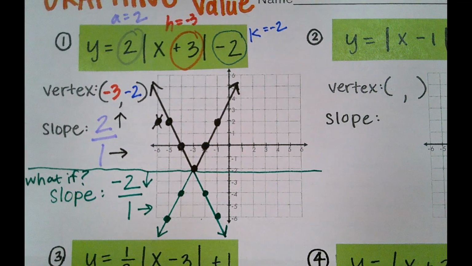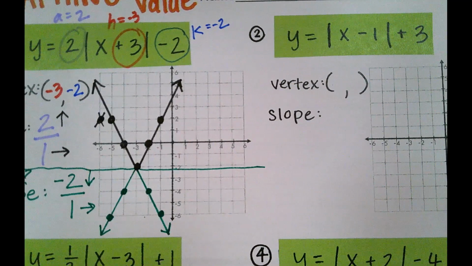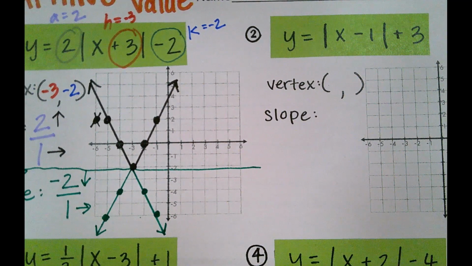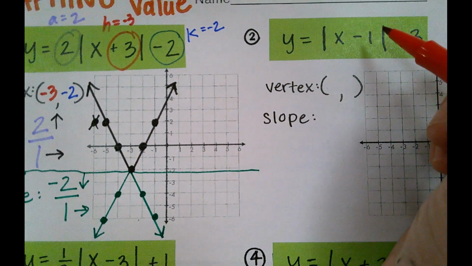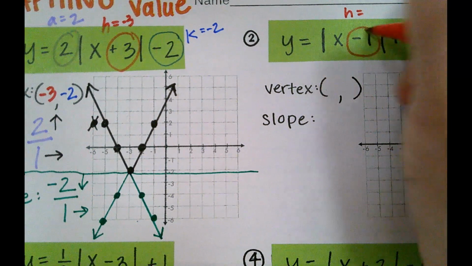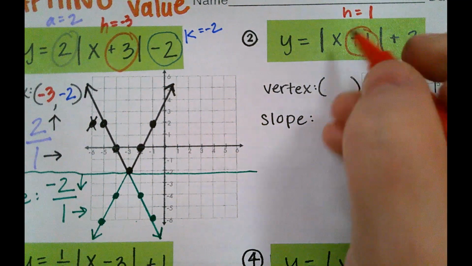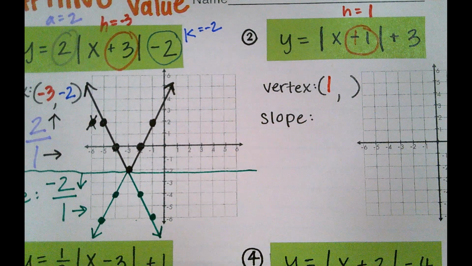Let's look at number 2. Now I have the absolute value of x minus 1, and then outside of that I have plus 3. Yes, h will be positive 1. Remember, h is opposite. And my k is going to be 3.